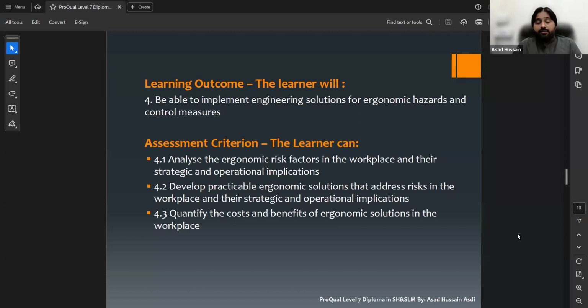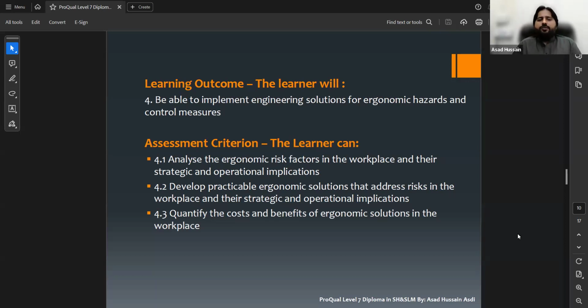So it's all about working on the risk factors which are responsible for creating ergonomic hazards. In this regard, you will definitely have some type of strategic plan about the risk factors affecting the work environment. So that is the thing.